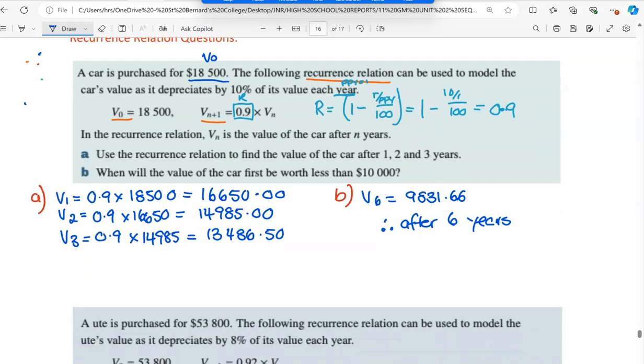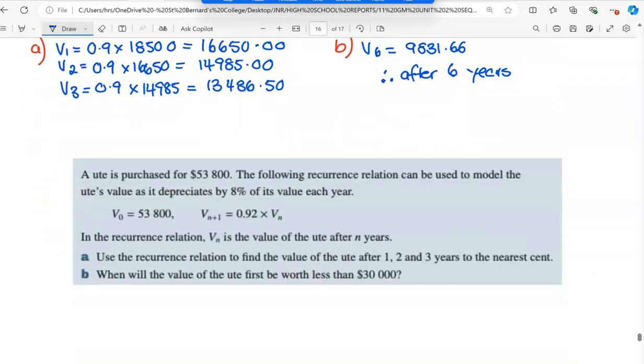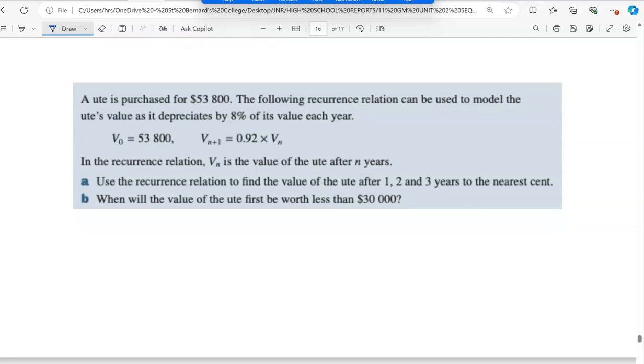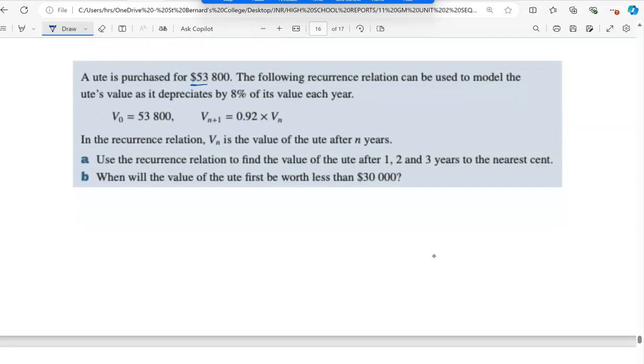Okay, so that's that one. Then we've got the next one. A ute is purchased for 53,800, so let's just go V0. The recurrence relation is used to model the value as it depreciates by 8% each year. So just so we know, this is the big R. R was found by going 1 minus 8. Now it says each year, so PPY is 1, over 100, and that's how we got 0.92.